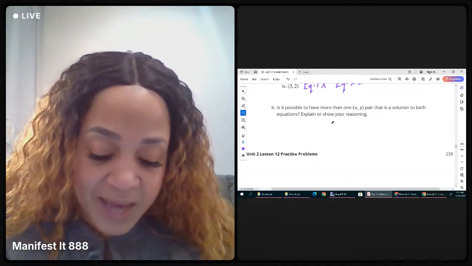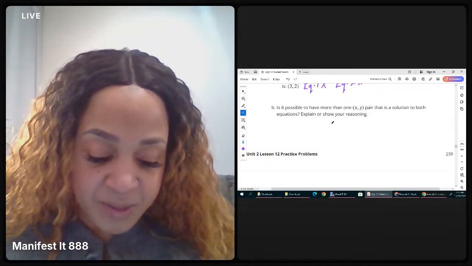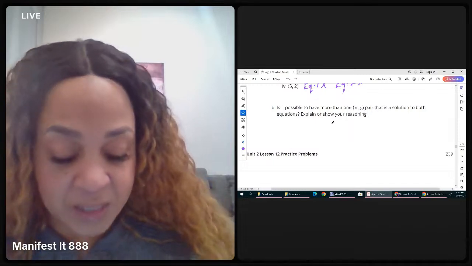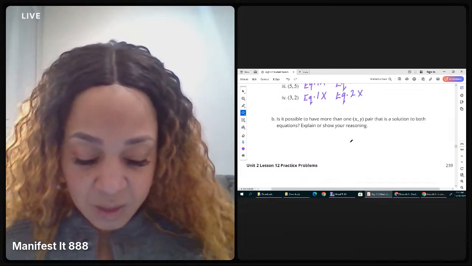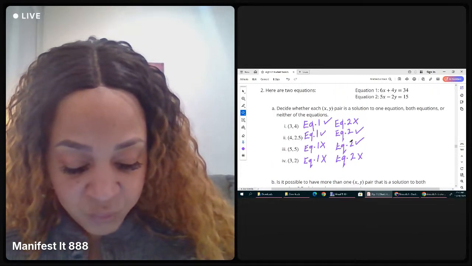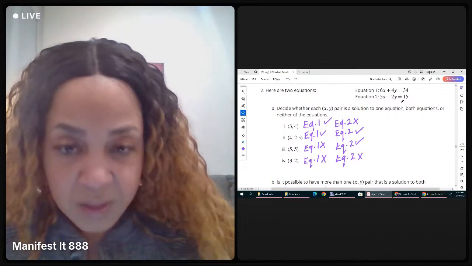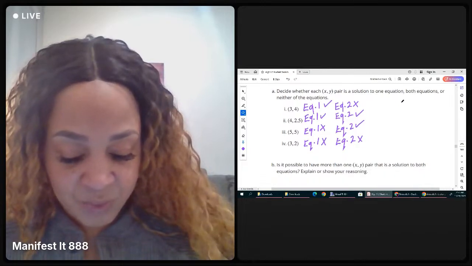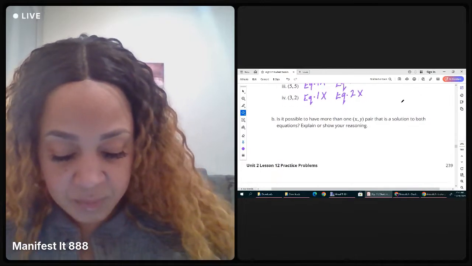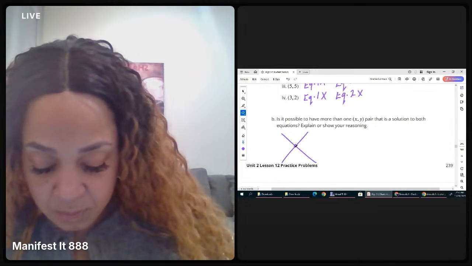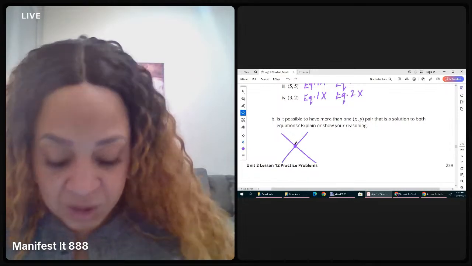Part B says, is it possible to have more than one XY pair that is a solution to both equations? Explain or show your reasoning. So what would it look like if we were to graph both of these lines? As long as they're not the same line, we would have a maximum of just one point of intersection.